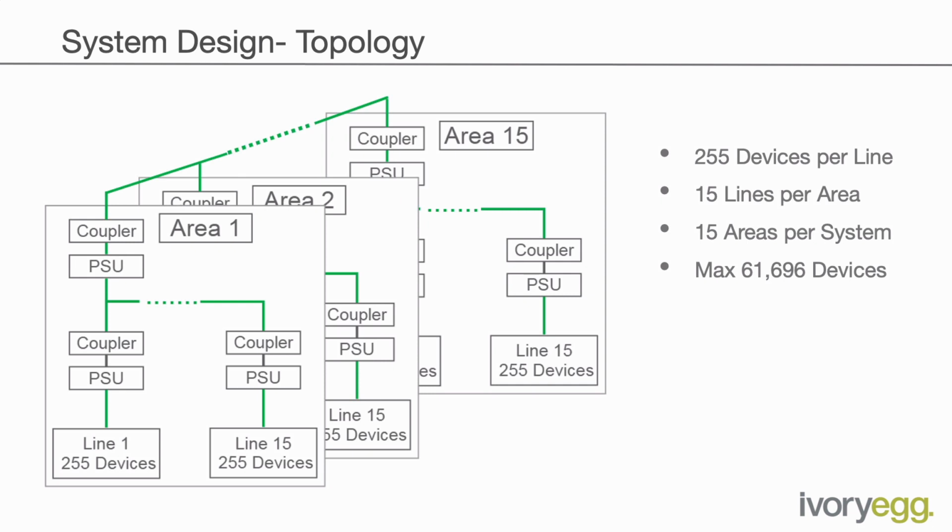So we could have a twisted pair line or area in different areas of a building with an IP backbone linking everything together. Maybe it's a large installation site like a university where you have a lot of different buildings. With the KNX system limit being so large, there's very few projects that KNX wouldn't be applicable for.